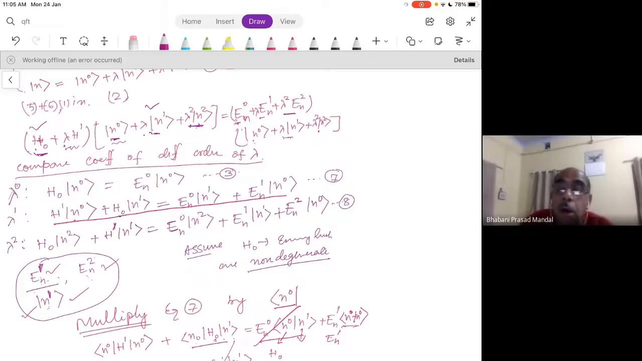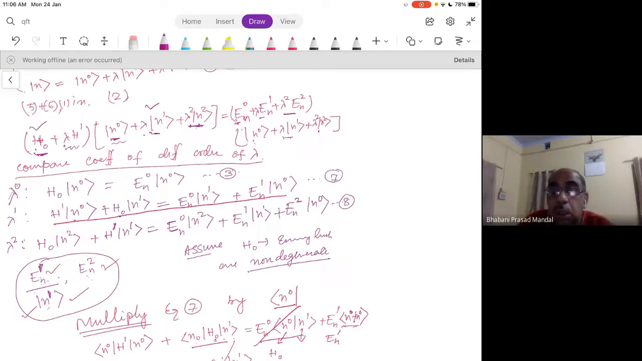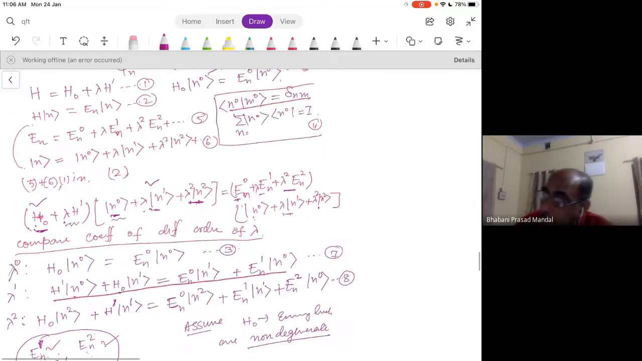Sir, was there any reason that we only expanded the Hamiltonian up to one, but the energy eigenvalue up to two places when we were writing this equation? No, this is for simplicity. See, we want to know what the energy eigenvalues will be. So energy eigenvalues by our assumption are like this, equation 5, if you can see.